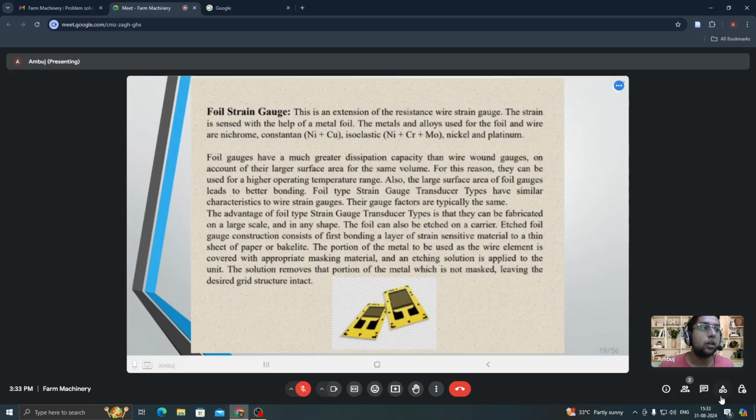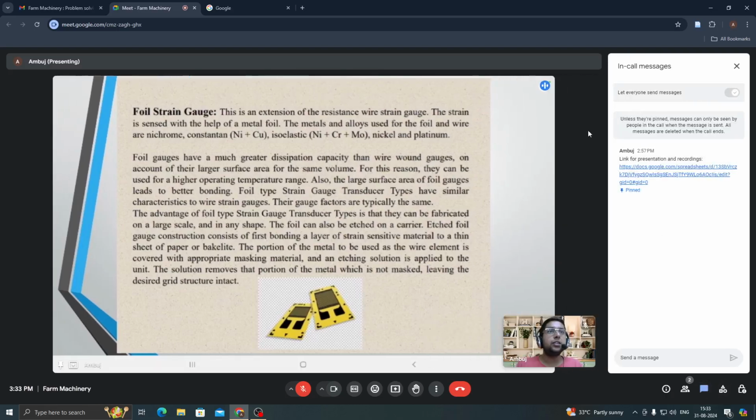They have a much greater dissipation capacity than wire wound gauges on account of their larger surface area for the same volume. For this reason, they can be used for a higher operating temperature range. Larger surface area of foil gauge also leads to better bonding.